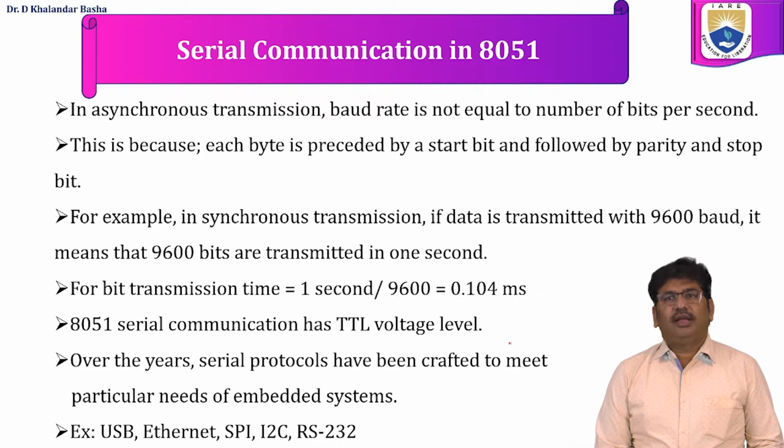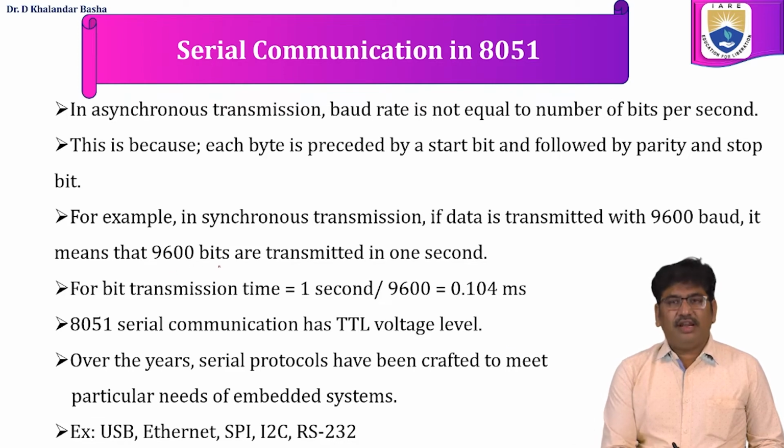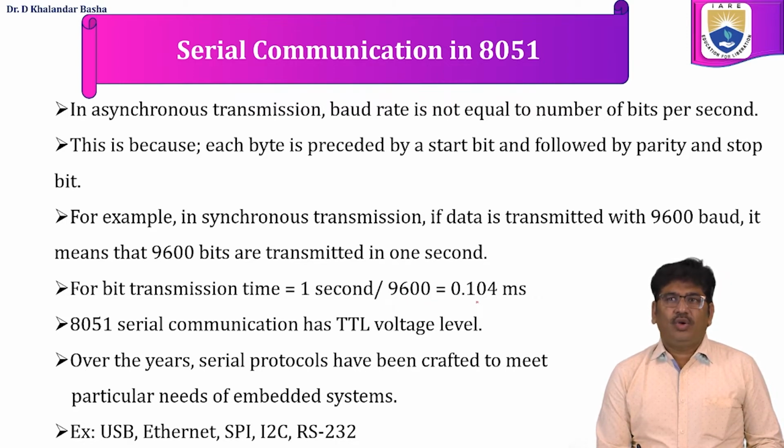For example, in synchronous transmission, if the data is transmitted with 9600 baud, it means that 9600 bits are transmitted in 1 second. For 1 bit of transmission, the time required we can calculate as 1 second divided by 9600, which will give us 0.104 milliseconds. This is the time required for transmission of a single bit in synchronous communication.